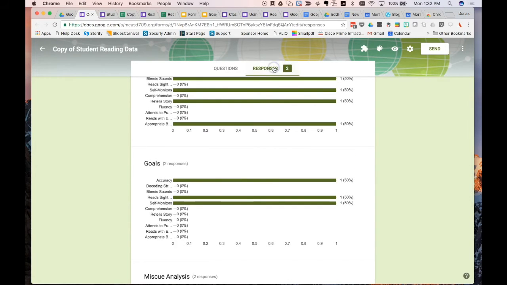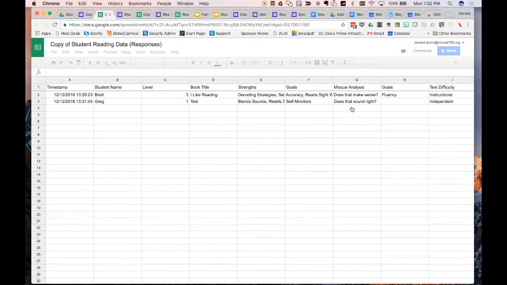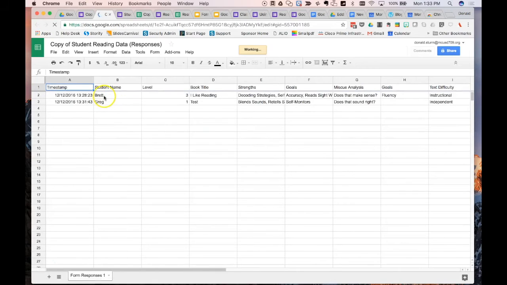But then what you can also do is go up here to the actual data sheet, and now here you have Brett, and let's say Brett has read 5 times. You could then sort by Brett. You then see the strengths, you see the goals, everything is right there. This becomes something then that can be shared with parents. This becomes stuff that you talk about at the parent-teacher conferences. It's just this nice data dashboard that you can look back on.